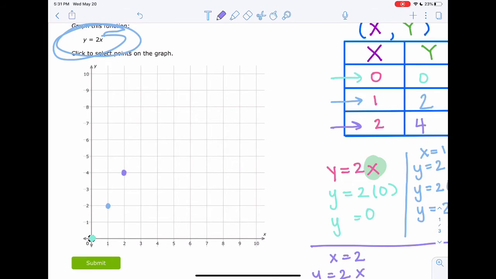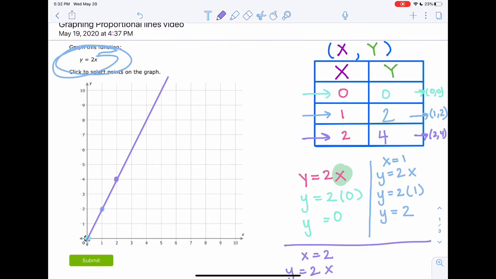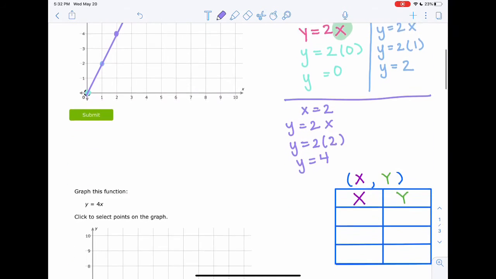And you can already see the line kind of forming. So then I'm going to go ahead and draw it out. And it's going to look like this. Okay? So now let's go ahead and try another problem.